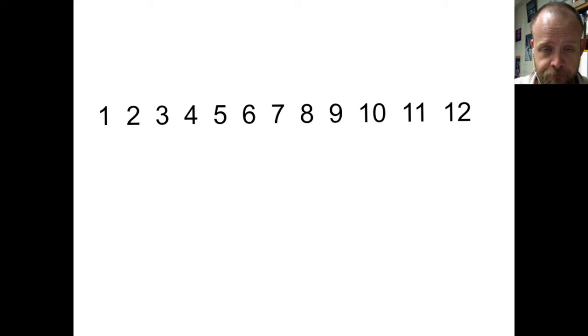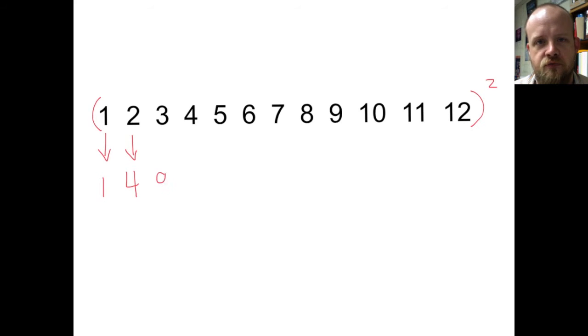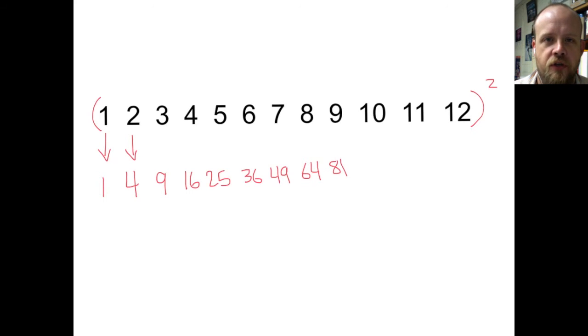Let's take a list of our first 12 numbers, 1 through 12. These are our standard numbers. Now imagine for a second that you were to take each of those and square them. And what numbers do you get? Well, 1 squared is 1, 2 squared is 4, 3 squared is 9, 4 squared is 16, then 25, 36, 49, 64, 81, 100, 121, and 144. So this set of numbers are the first 12 perfect squares. You should have these memorized.